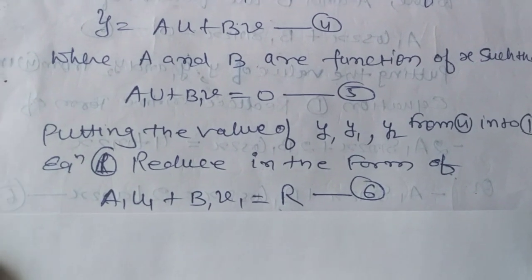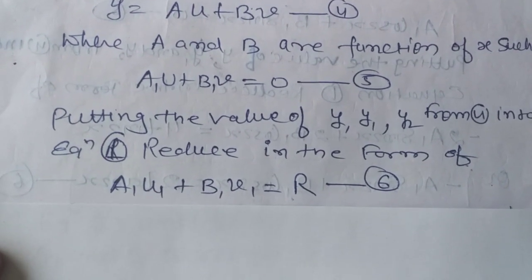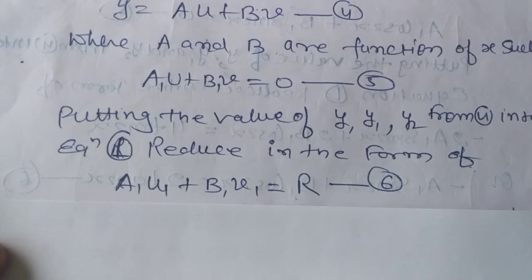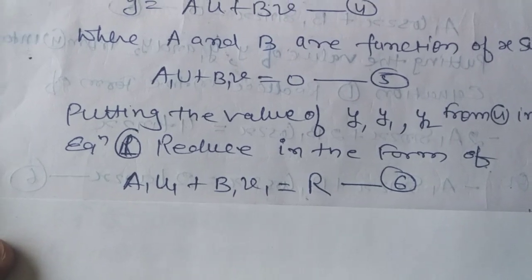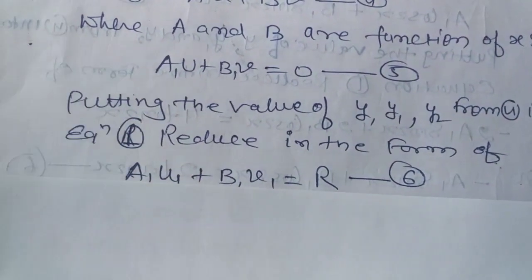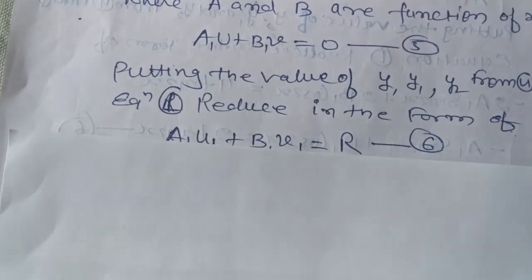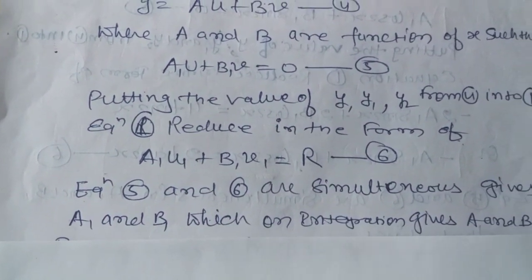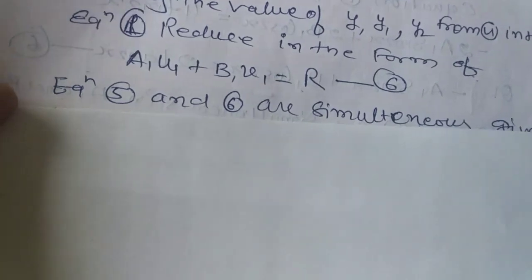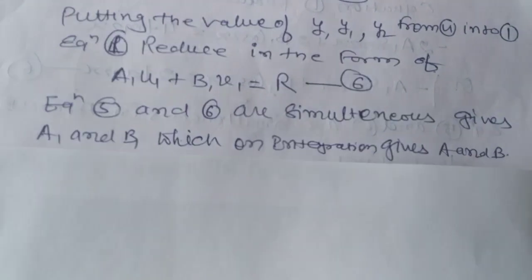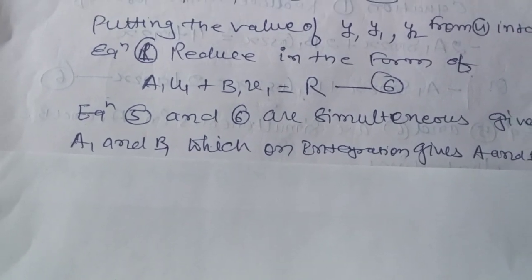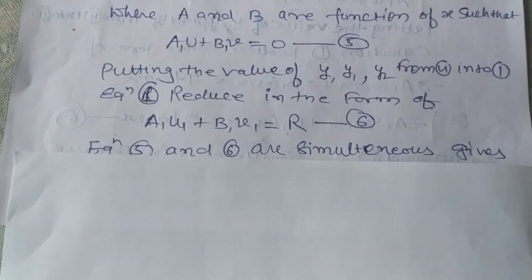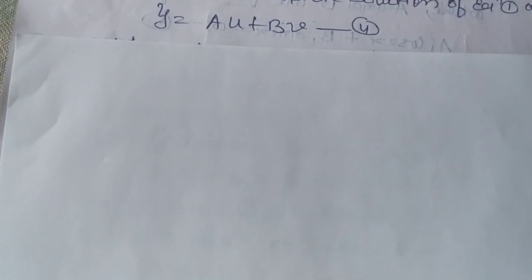Now equations 5 and 6 are simultaneous equations in a1 and b1. So after simplifying equations 5 and 6, we get the values of a1 and b1. Integrating a1, we get the value of a, and integrating b1, we get the value of b. So putting these values of a and b in equation 4, we get the desired solution.